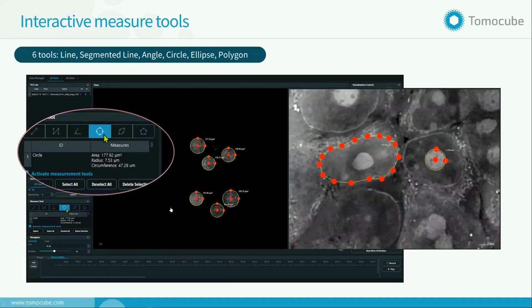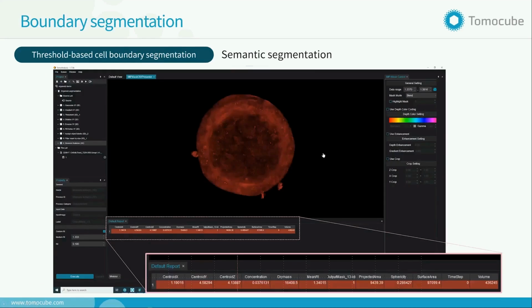To analyze and to retrieve the quantitative values, we provide various analysis features. One basic but important feature is manual analysis by using manual segmentation. So we provide several features such as polygon and circle and so on. And using this segmentation, you can retrieve the surface areas and the refractive index values and concentration and so on. And we can also provide semantic segmentation based on the values of the refractive index.